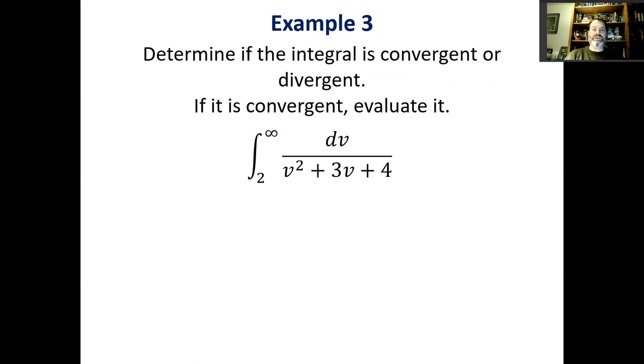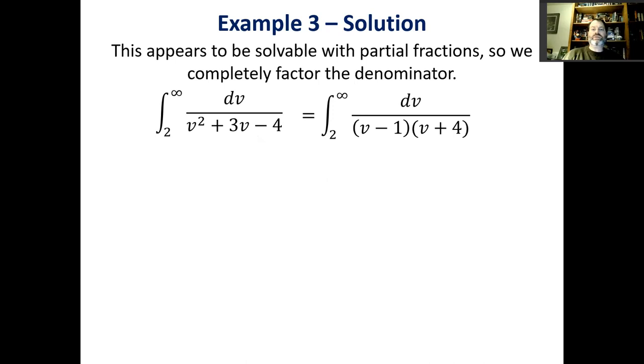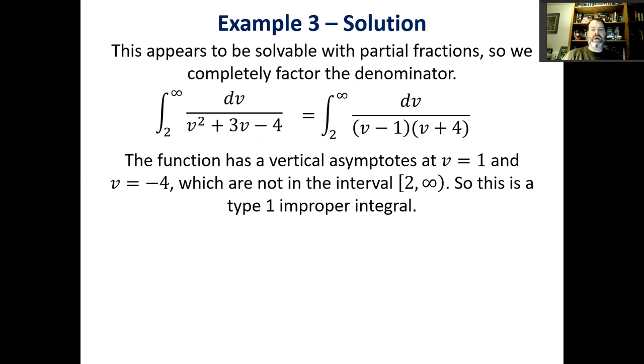So just looking at the integral, it certainly looks like it's going to be a partial fractions problem. So we're going to factor the denominator. Then we're going to set it up as a partial fractions problem. Again, you want to check the vertical asymptotes. This has 2, one at 1 and negative 4. Neither one are in the interval. So it's still type 1.